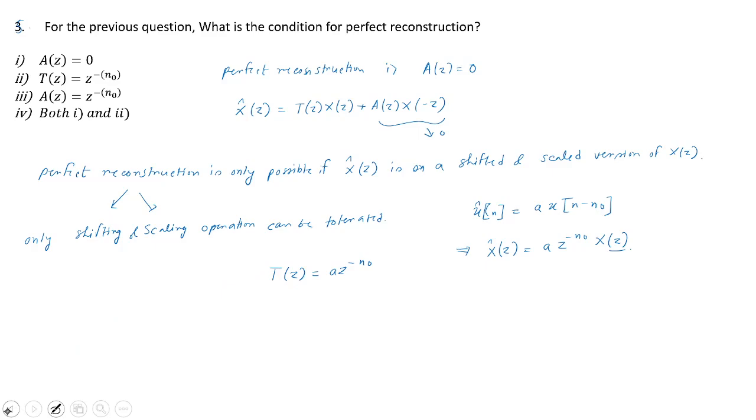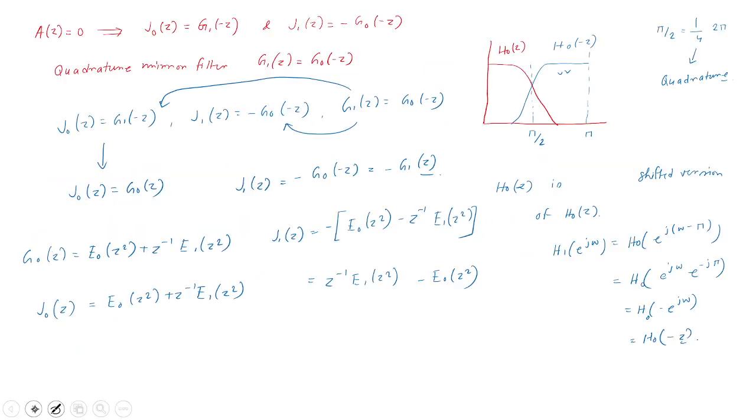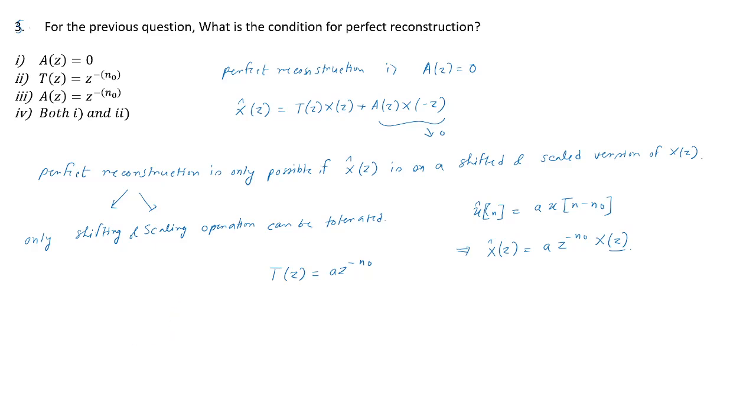Now let us move to the question. Questions here only. So which of the option matches? You see, the second option corresponds to T(z) = z^(-n0). If you compare these two, you get A is equal to 1, scaling factor to be 1. So therefore this is a correct option.